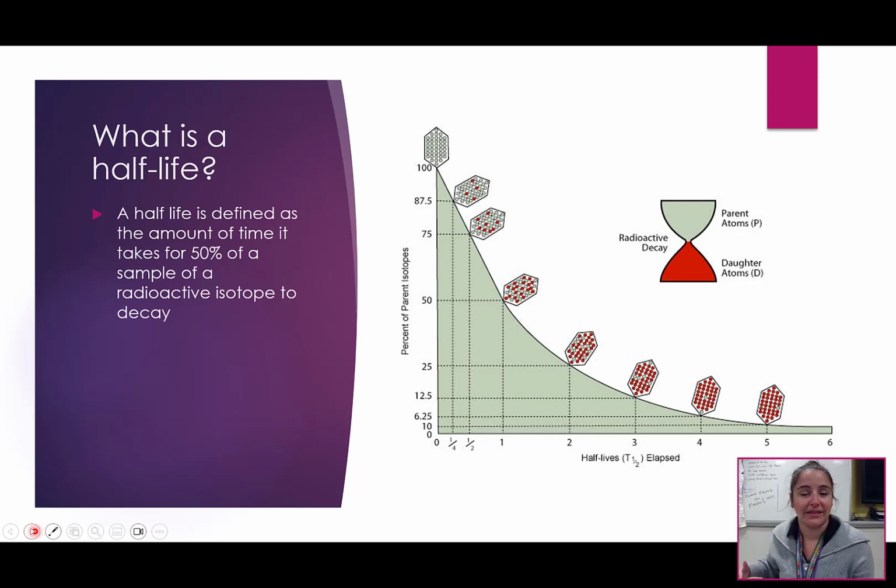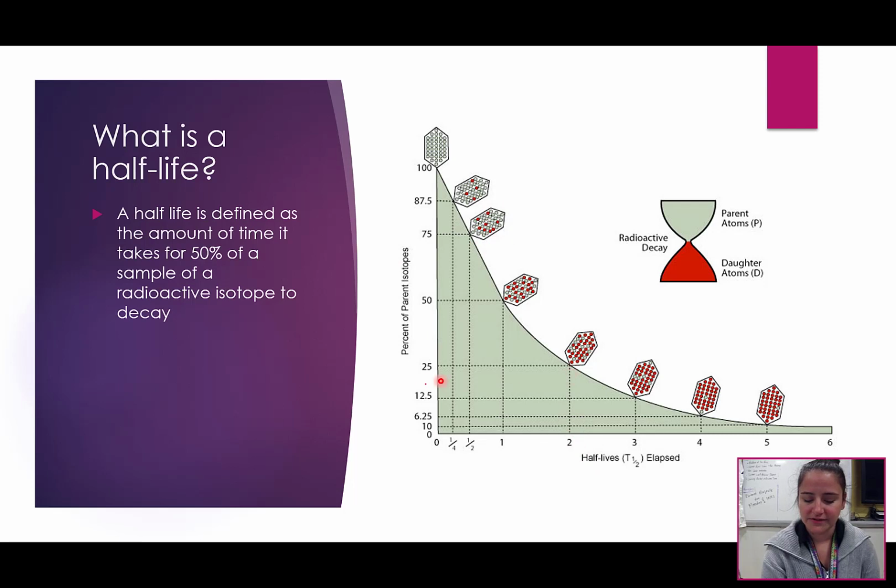So it's not going to be linear, like 10 atoms decay every hour. Instead, it's going to be a percentage, 50% decay every half-life. So after one half-life, you are at 50% of parent atoms. So you'll have 50% of your parent atoms and 50% your daughter atoms. If you're only halfway to that half-life, you would still have 75% of your parent atoms.